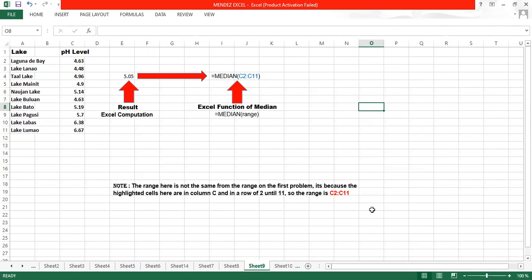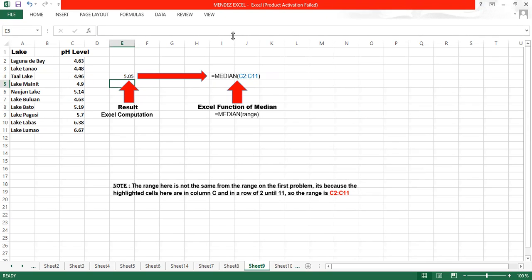Now I will show you the actual computation. Okay, let's assume that we don't know yet the result. So all we have to do is to type equals median open parenthesis. Our range is C2 to C11, then close parenthesis, then press enter. So the result is 5.05.